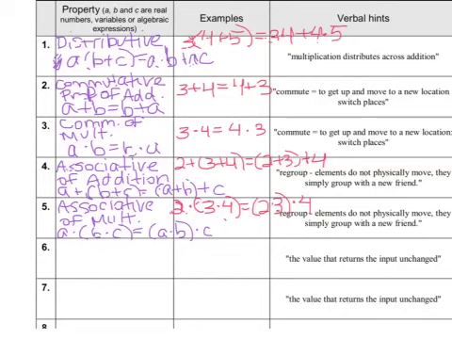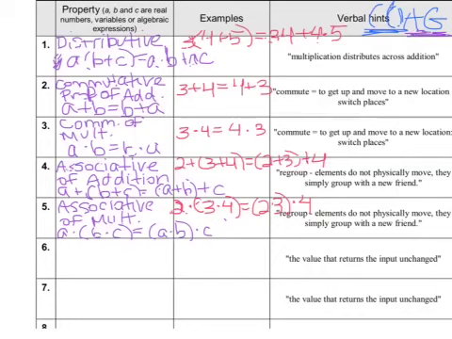Also, a good way to remember commutative and associative would be COAG, C-O-A-G: commutative order, associative grouping.